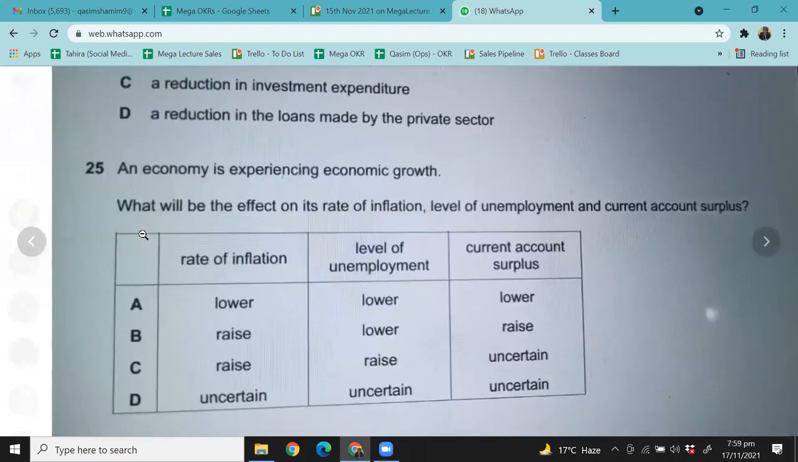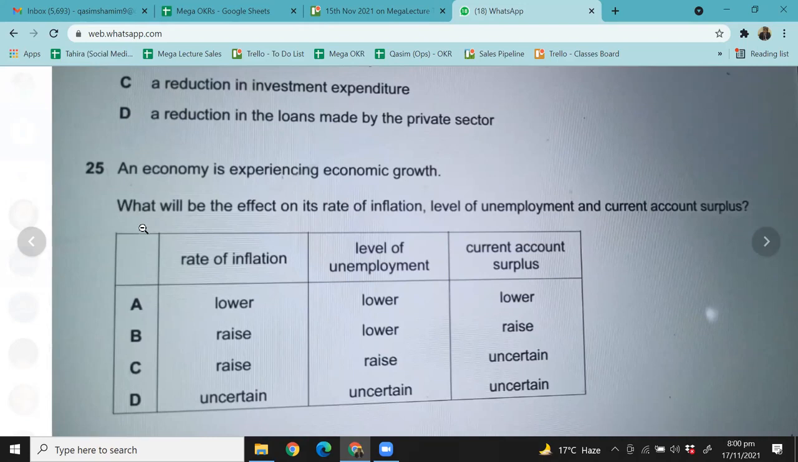An economy is experiencing economic growth. What will be the effect on its rate of inflation, level of unemployment and current account surplus? If economic growth is happening, what will be the effect on inflation, unemployment and current account surplus? What do you think? That should be simple. Unemployment should fall for sure. Rate of inflation should be higher and current account surplus should also rise.